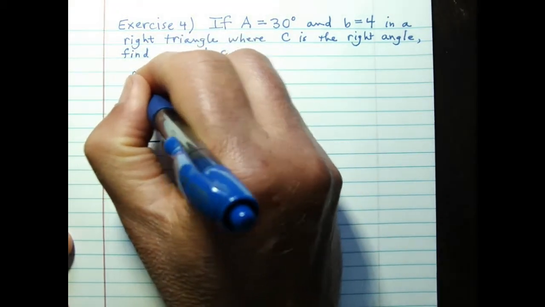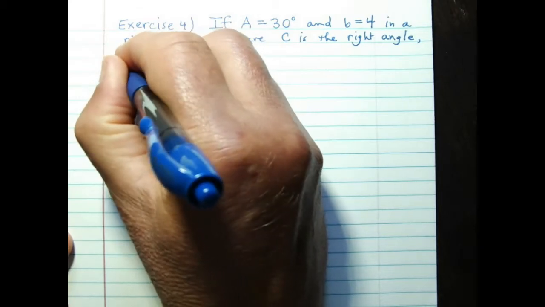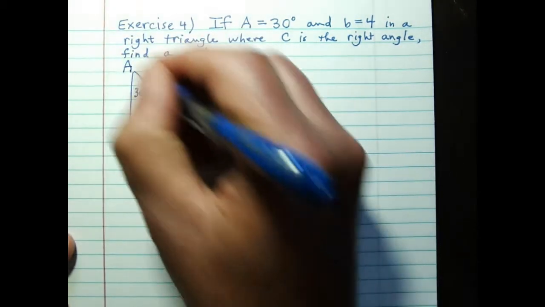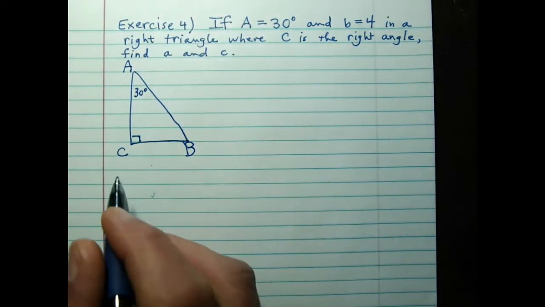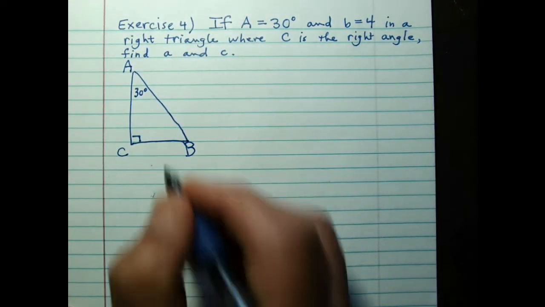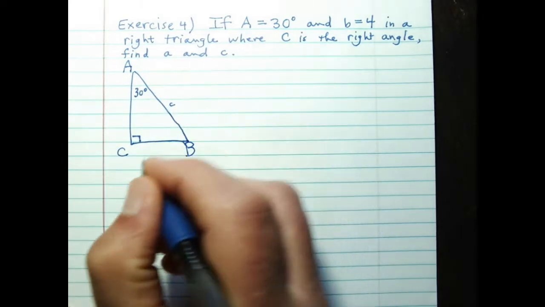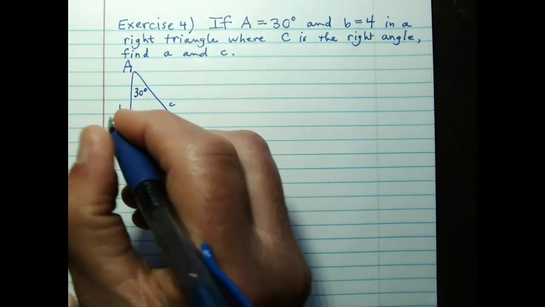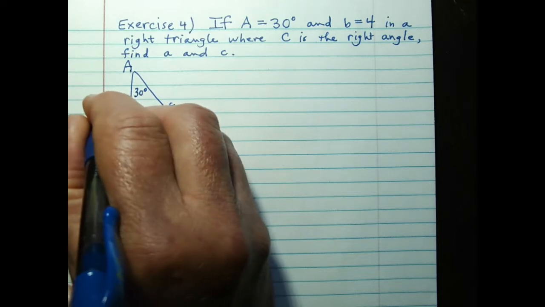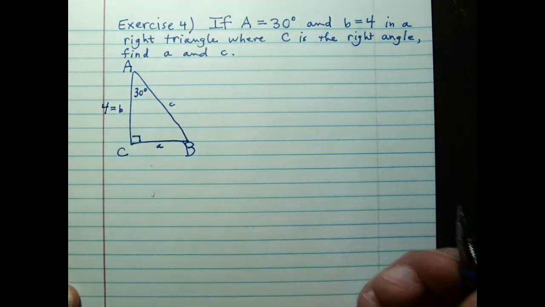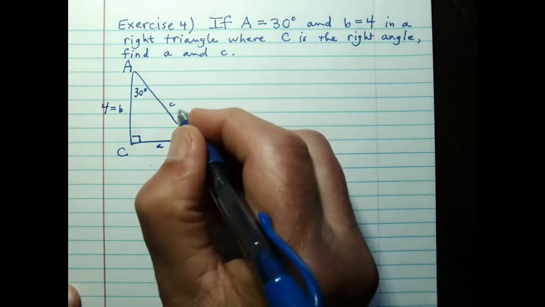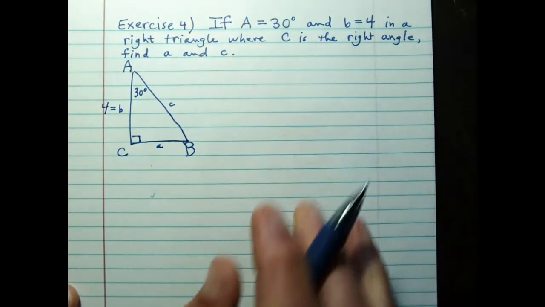If I write 30 degrees here, then that's my A, and then my B is down here. A and B can be in either position, but C is always going to stand for our right angle, so little c is the hypotenuse. Little a goes down here, little b here, and we know little b is 4, right? We're given that information. So we want to find sides A and C.